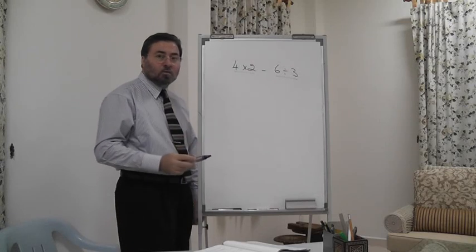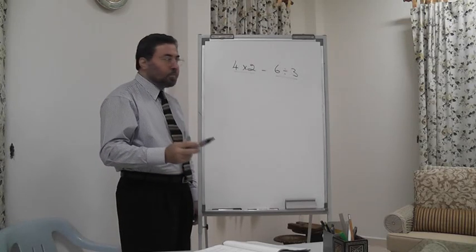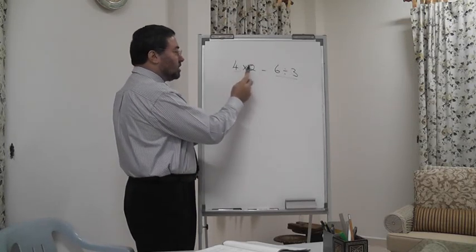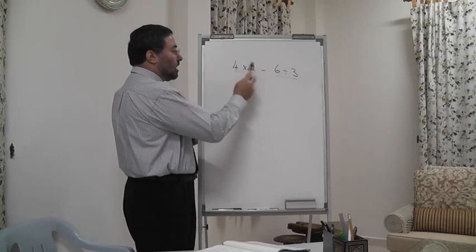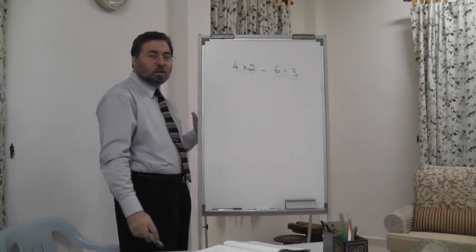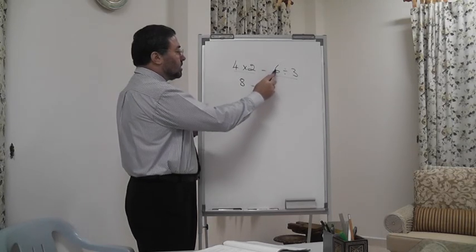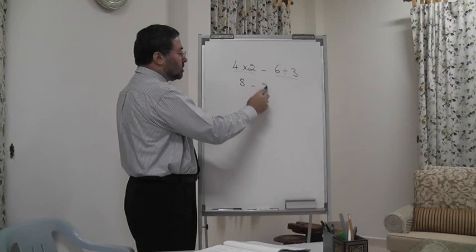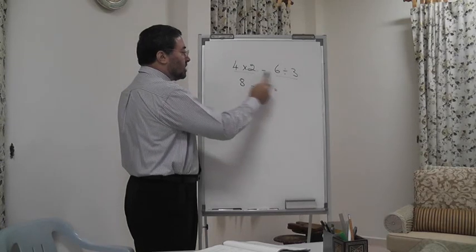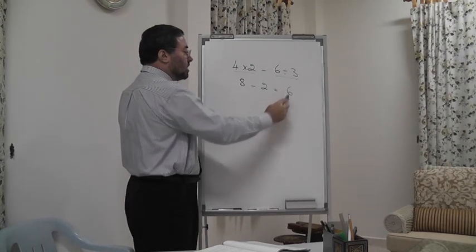So here we are dealing with the order of operations. I do first the multiplication and the division, and then I do the adding and subtraction. Here I have 8 minus 6 divided by 3, that's 2, and the value of this algebraic expression will be 6.